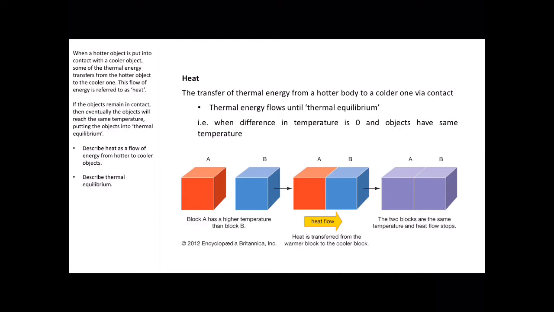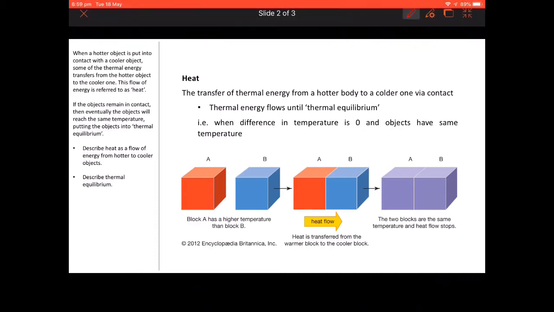So, as I just said, heat is the transfer of thermal energy from a hotter body to a colder one via contact, or it's the flow of thermal energy. So thermal energy flows until thermal equilibrium is reached, and this is when the difference in temperature is zero and objects have the same temperature.